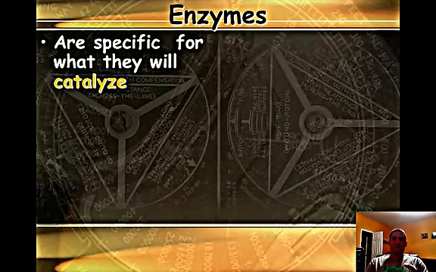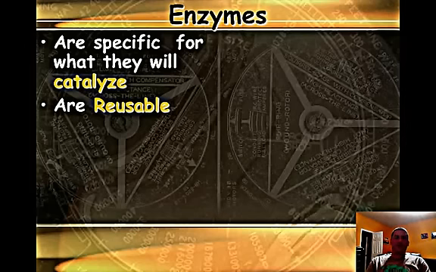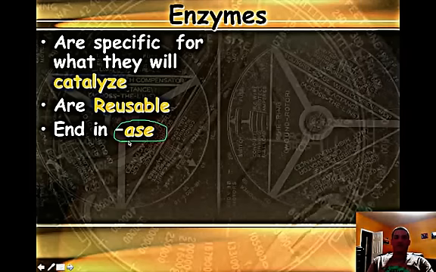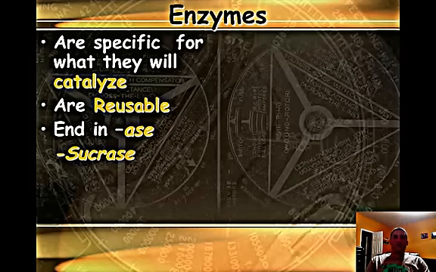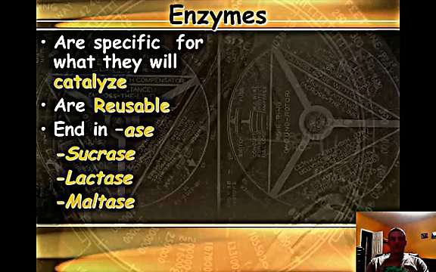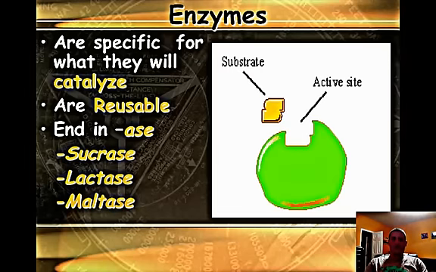So they're specific for what they're going to catalyze, and I'll give you a few examples pretty quick of why they're specific. They're reusable, and in this class, they're going to end in ASE. So if they end in ASE, they're going to be an enzyme. For example, sucrase is an enzyme that's going to break down sucrose. Lactase, again, is an enzyme. It ends in ASE, and it's going to break down lactose, which is a sugar found in milk. And then you're going to have maltase, which is going to break down maltose. Catch on to the pattern? Wonderful.